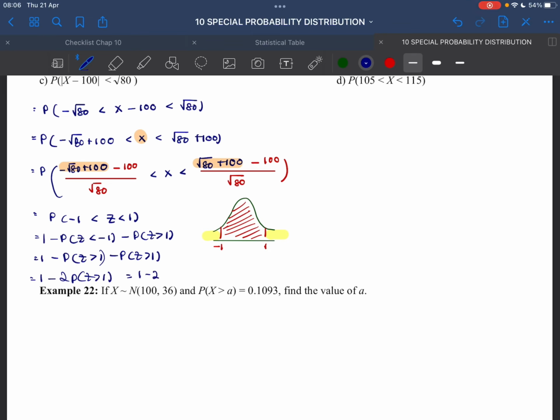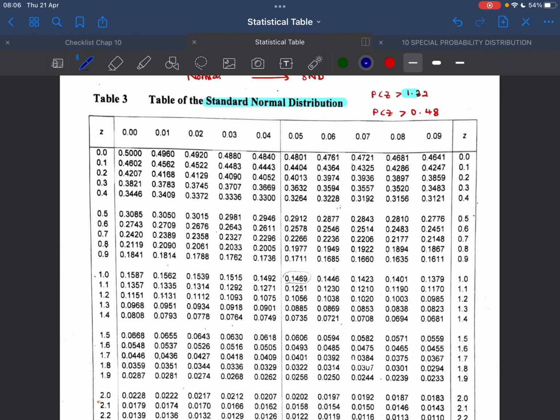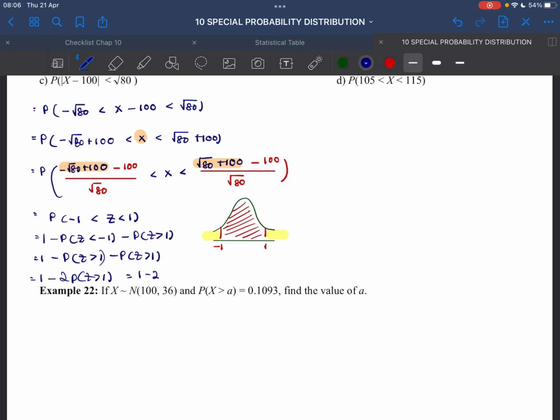So Z greater than 1, your a is equal to 1, which is here we have 1.00, which the answer is 0.1587. So here we have 1 minus 2 times 0.1587 and here the answer is 0.6826.